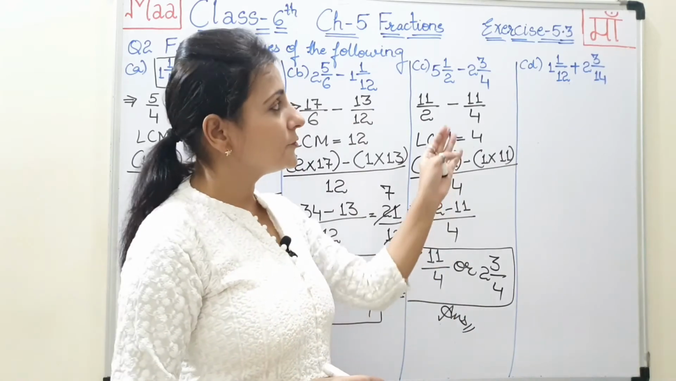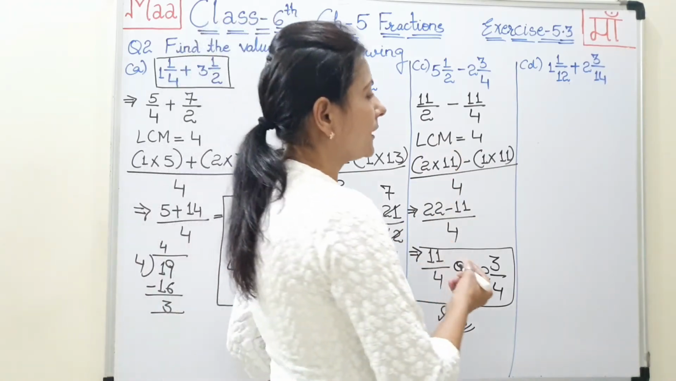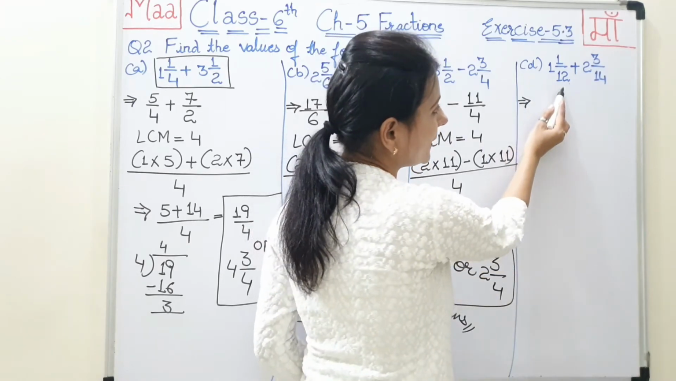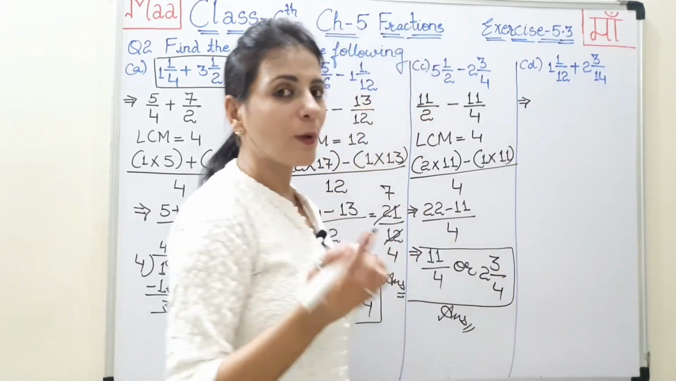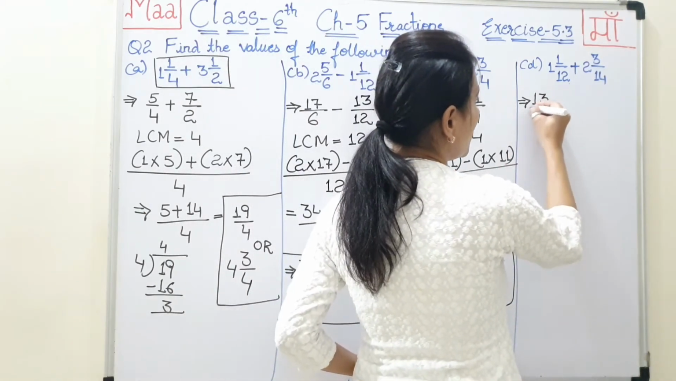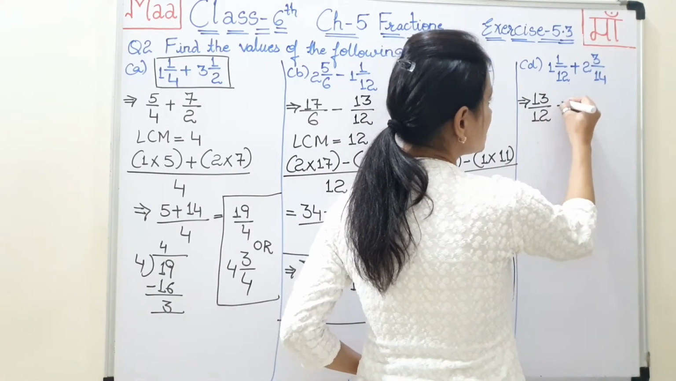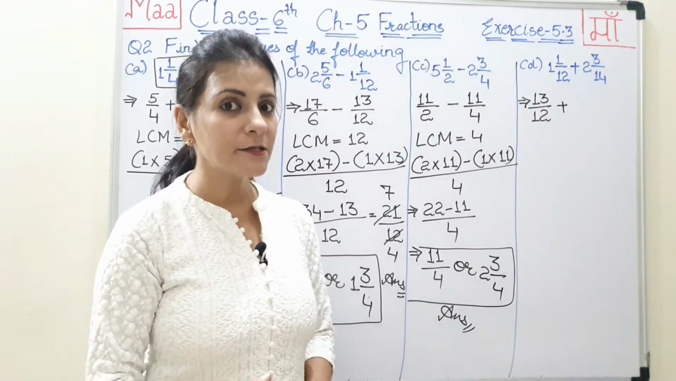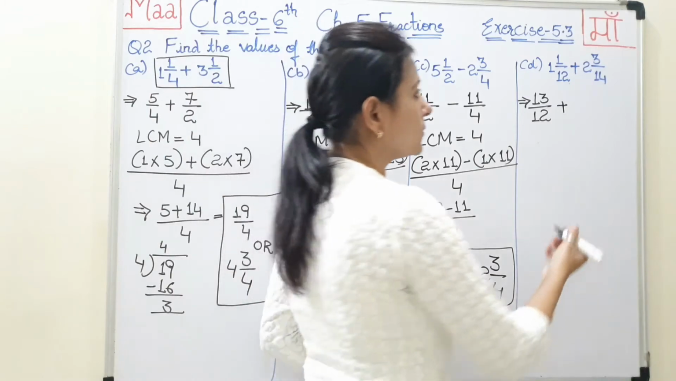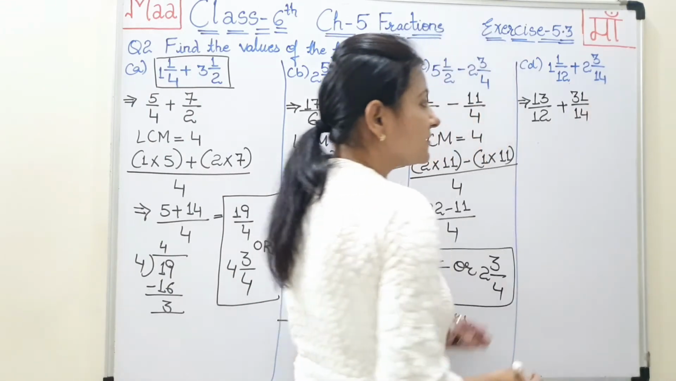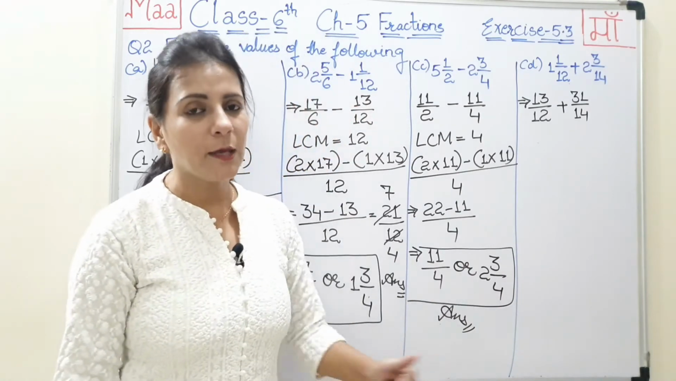So let us now move on to part D. In part D, you will see, we again have to convert the mixed fraction into improper fraction. So first multiply 12 by 1. 12 1s is 12 plus 1 is equals to 13/12 plus 14 into 2 is equals to 28. 28 plus 3 is equals to 31/14. Okay, so like this I have converted it into improper fraction.